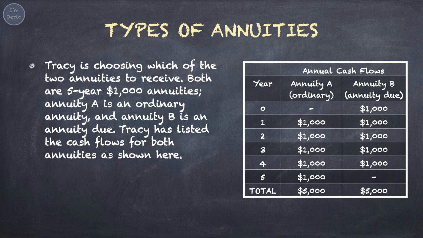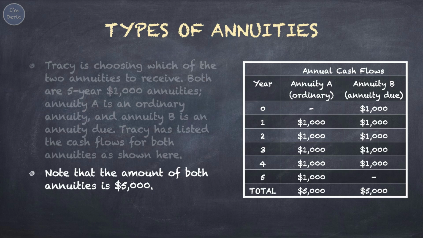To show this is the cash flow received at the beginning of year 1, we will write the cash flow at year 0, which is 1 year forward. Similarly, for the cash flow at the beginning of year 2, we will write it at year 1. Note that the amount of both annuities is $5,000.